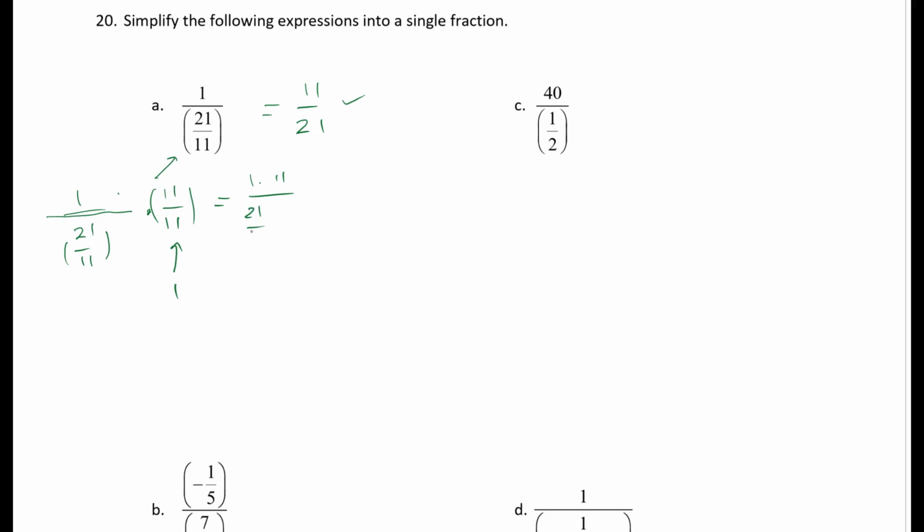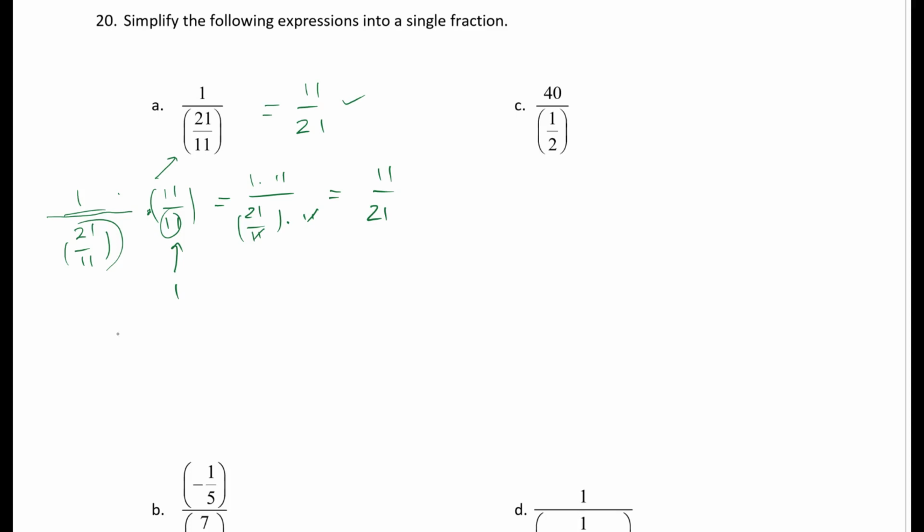Have 21/11 times 11 on the bottom. This number times this number, and that just simplifies to 11. And then 21 over 11 times 11, those 11s will cancel. Gets you to 11/21.